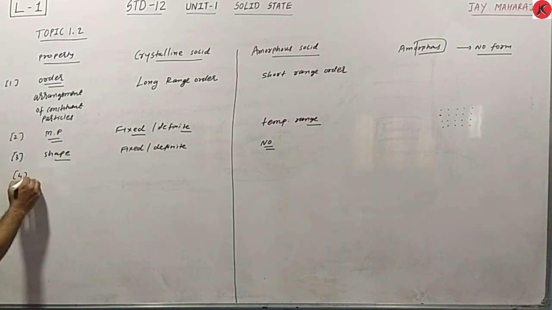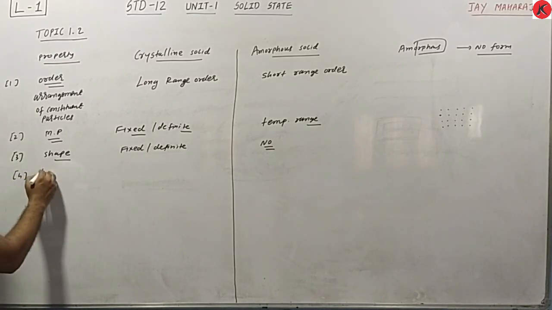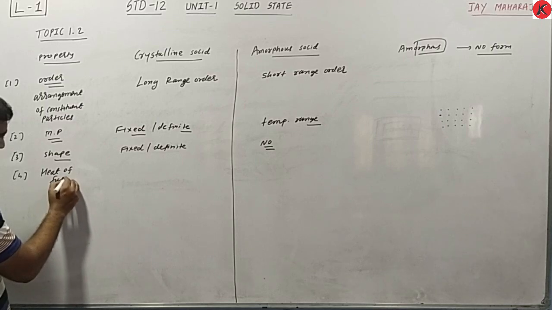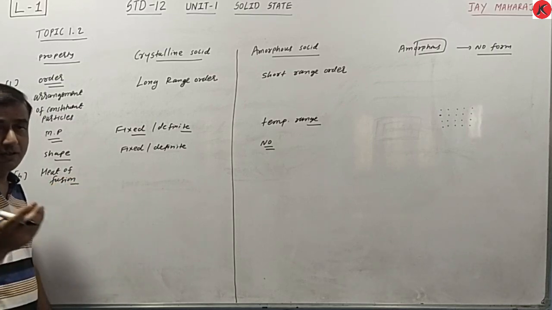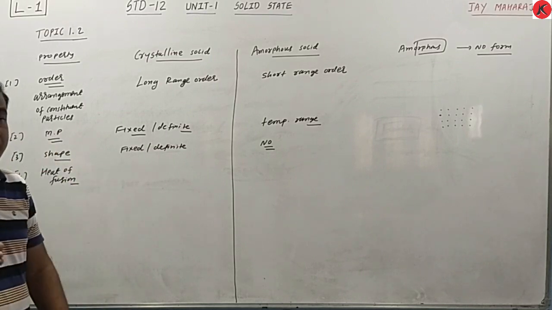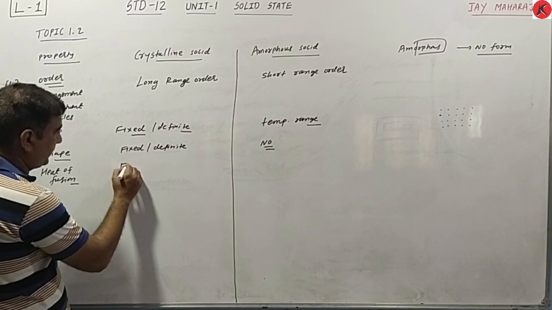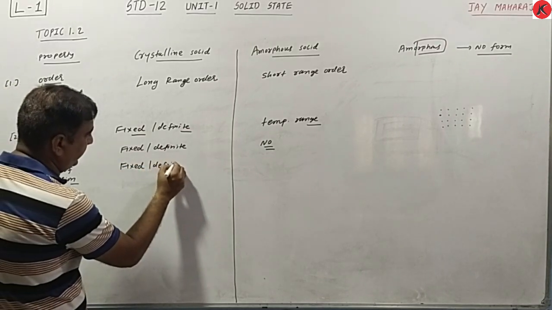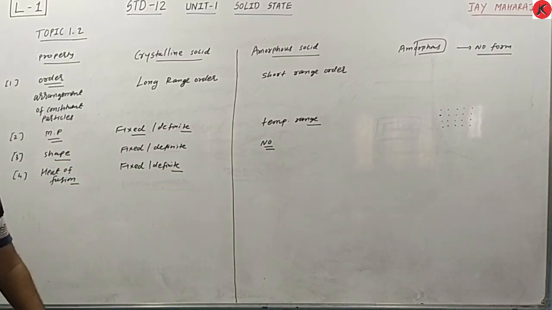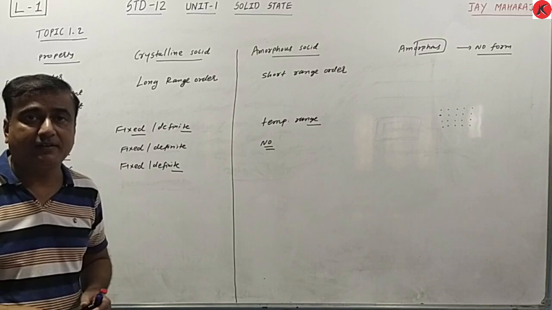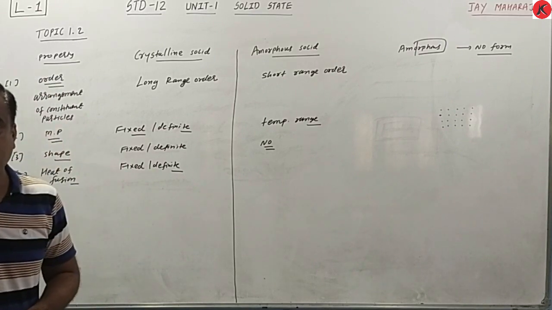Now fourth point is heat of fusion. Heat of fusion. That means how much energy is required to melt the solid compound. So again here crystalline solid fixed. Otherwise we can write defined. Heat of fusion fixed. Suppose this solid substance has 200 kilojoule per mole.